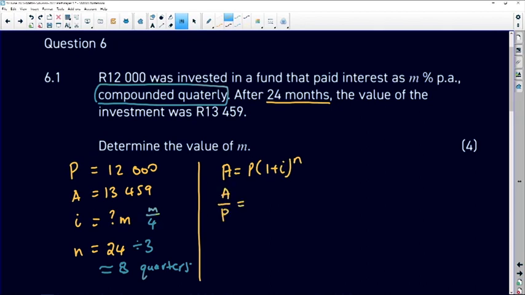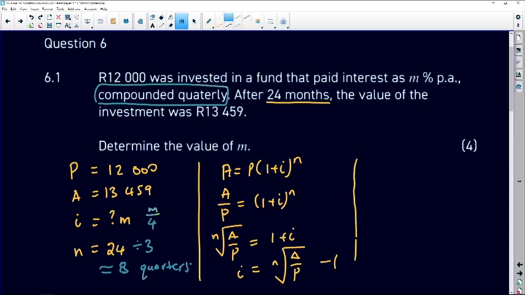I divide both sides by P. I'll be left with 1 plus I to the power of N. I take the nth root on both sides. I'm going to get the nth root of A on P is 1 added with I, which means when I subtract 1 on both sides, I'm going to end up with I equals the nth root of A divided by P, take away 1. Now, once I have that, I can substitute all these things. Remember, I is actually M over 4. So M over 4, I'm going to get M as a decimal, and of course, I'll convert it to a percentage after by multiplying with 100.